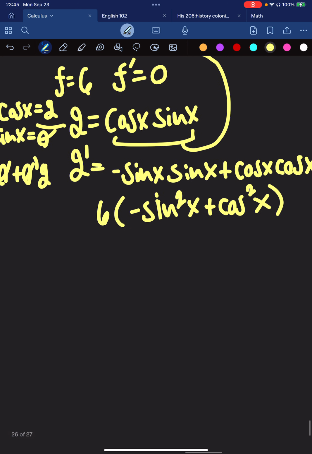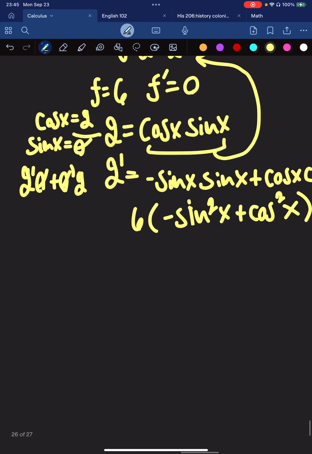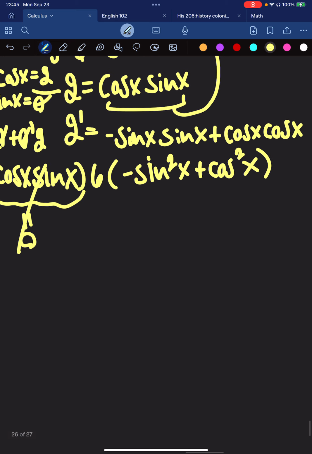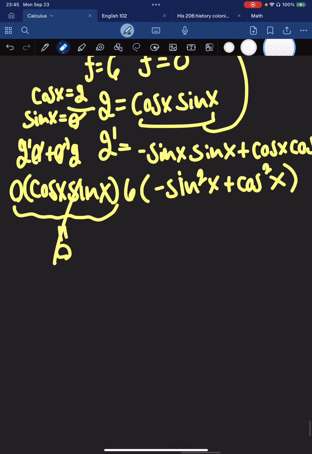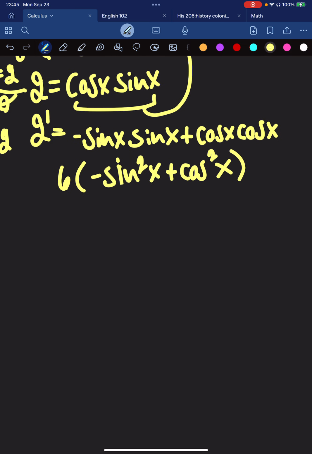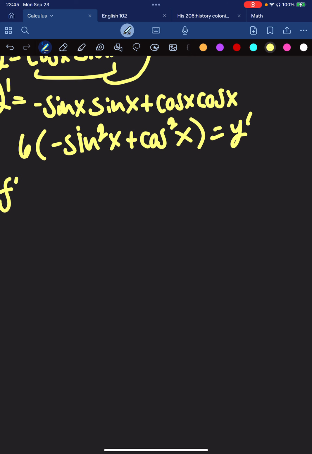Now, the reason why that is, and why we don't have another term, because we initially said that we were going to be using the product rule, is because if we take the derivative of 6, we have 0. 0 times cosine of x times sine of x will equal 0. So it's best to not even write that out. But just so I cover all my bases, I wrote that out there so you can see. All right, so now we can go ahead and further expand this. So this, by the way, will give us our first derivative.